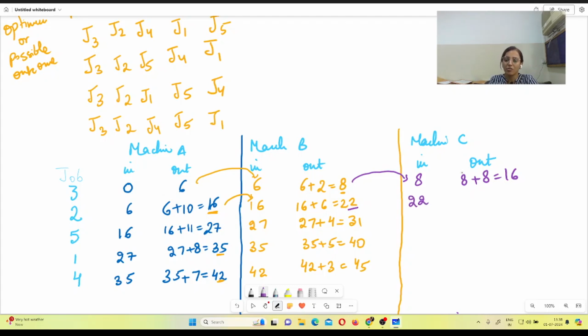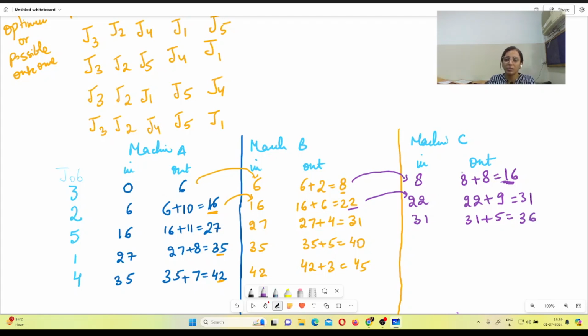Definitely machine C has to wait, as the job 2 work is going in A, B, and will come in machine C after 22. So we have to wait. This is 16, but this is 22. Now the processing time is 9. So 22 plus 9 will be equal to 31. This is 31, the same will come up. Then we have 5 more minutes of processing time in this. 31 plus 5, that will be equal to 36.